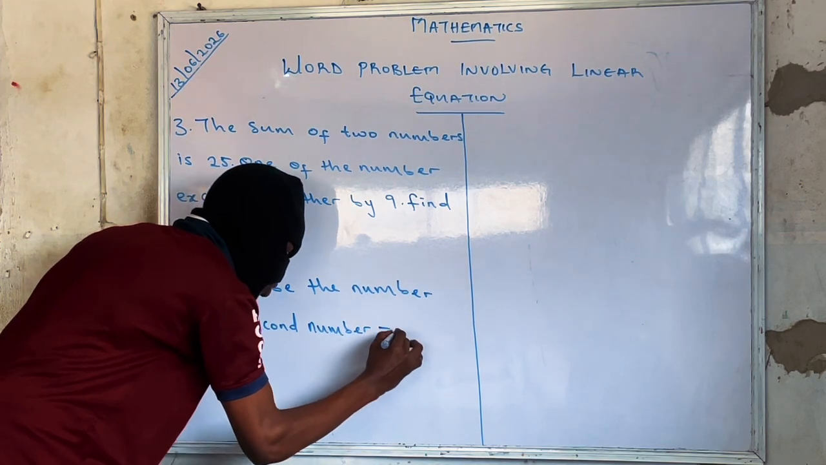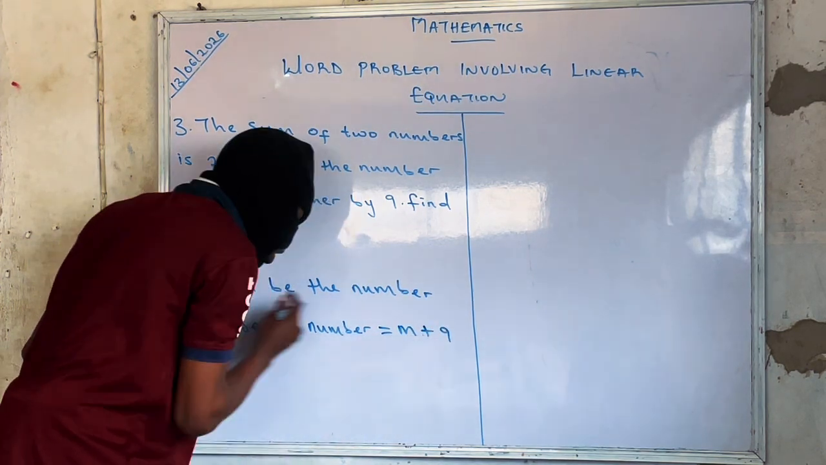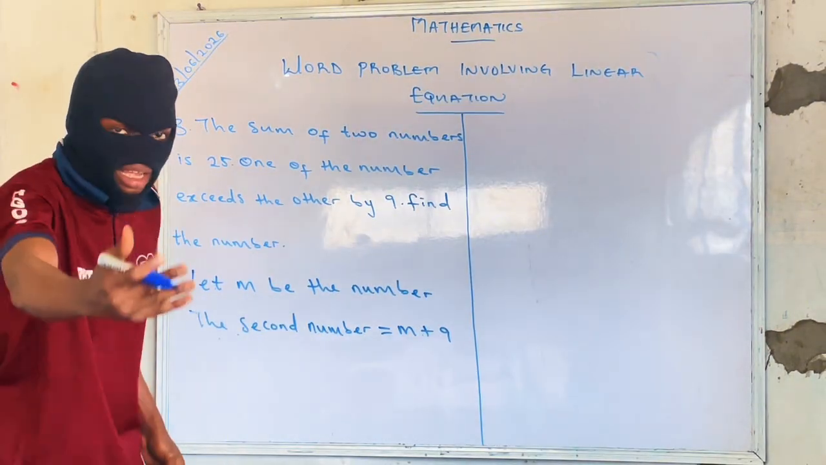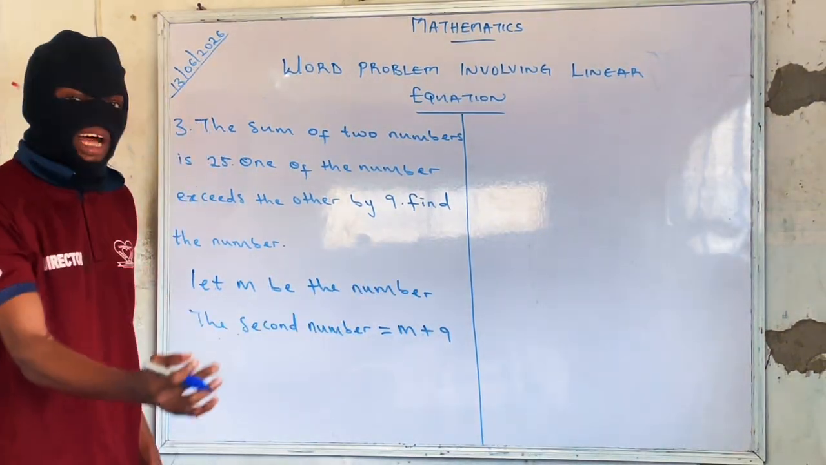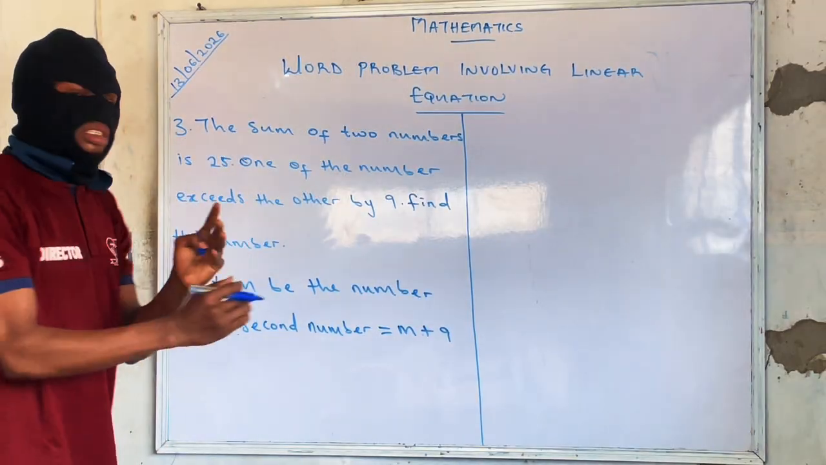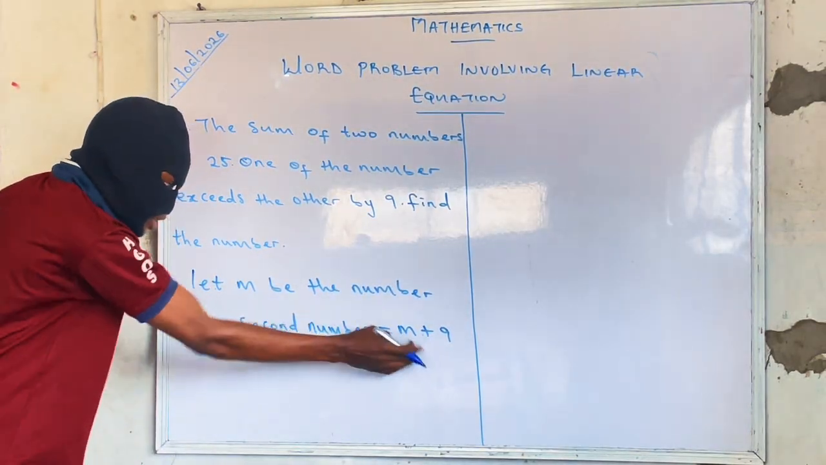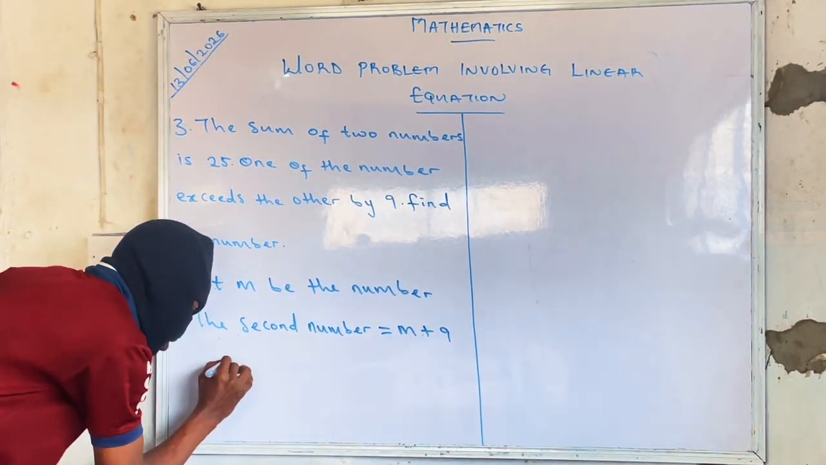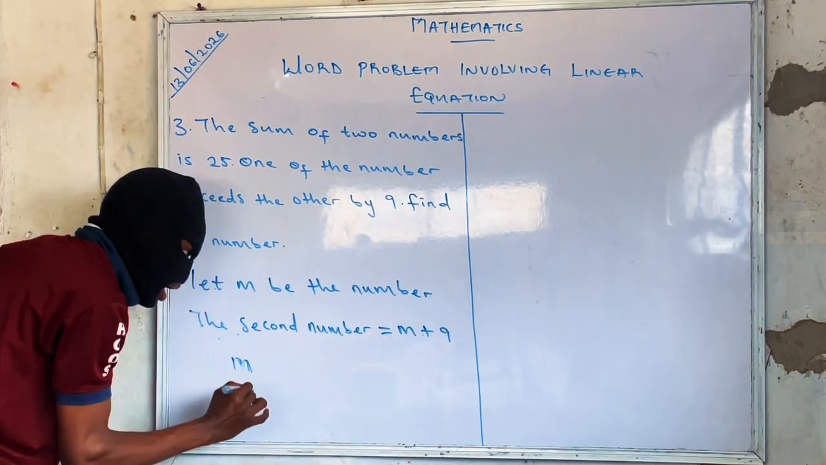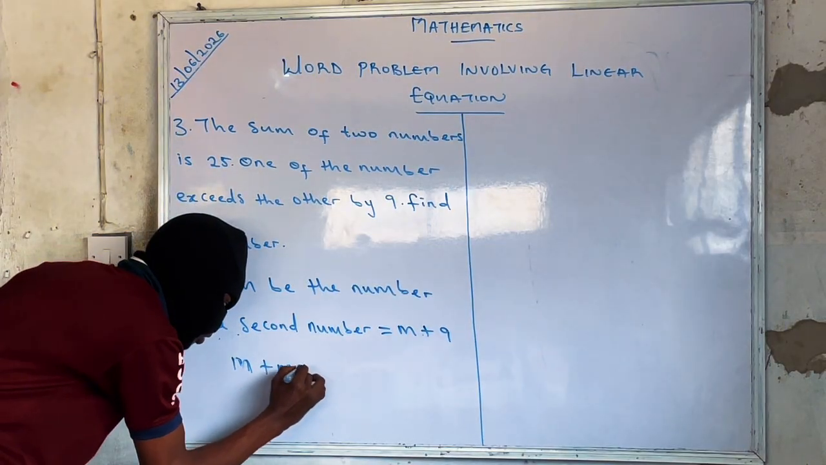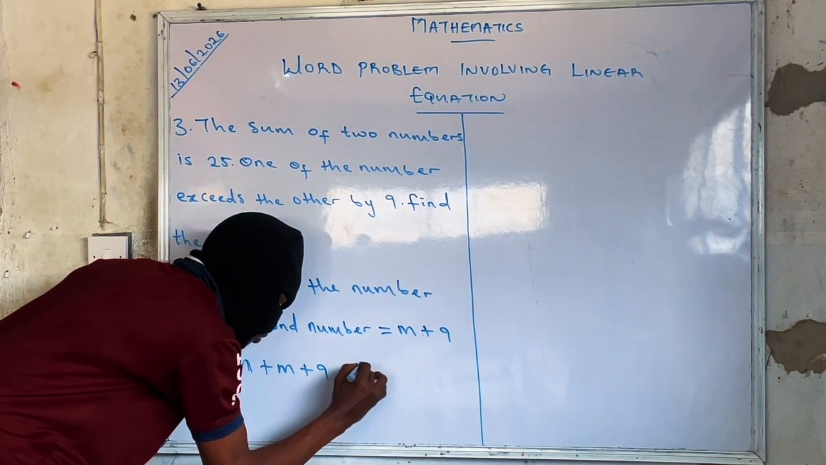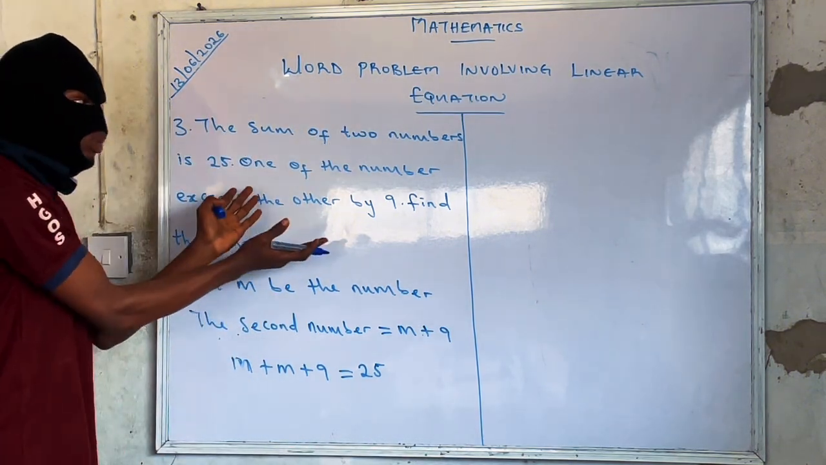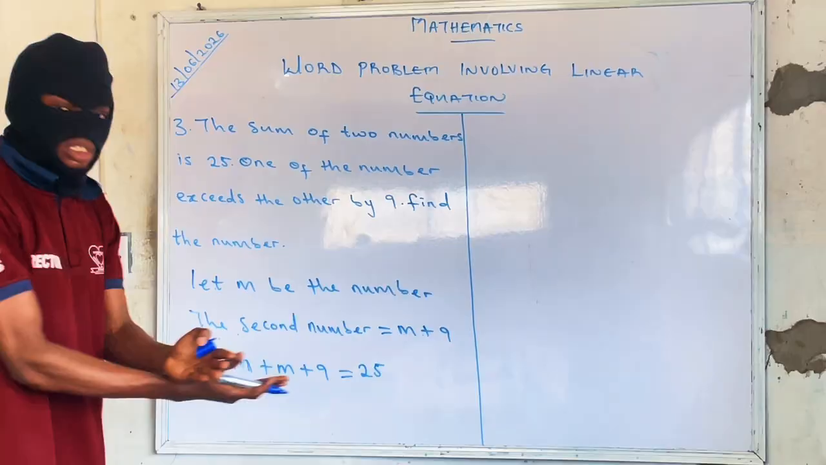will now be equal to what? M plus 9, because we don't know the number. And since you are adding 9, that's why you have M plus 9. Now, the sum of the two numbers is 25. So these two numbers will now equal 25. So we now have M, which is the first number, plus M plus 9 equals 25. That's it. We are able to translate this text into a mathematical equation.